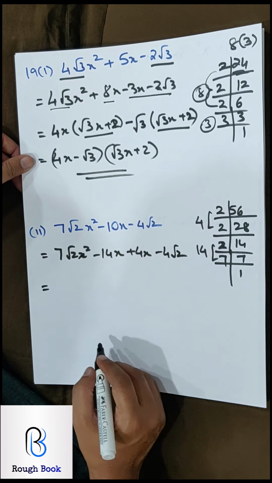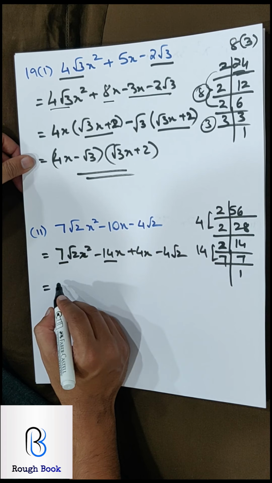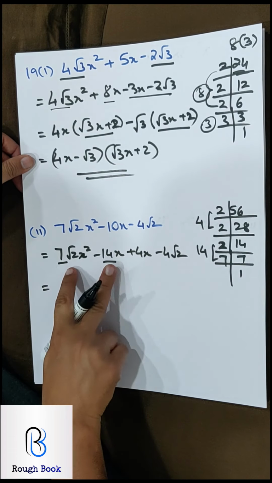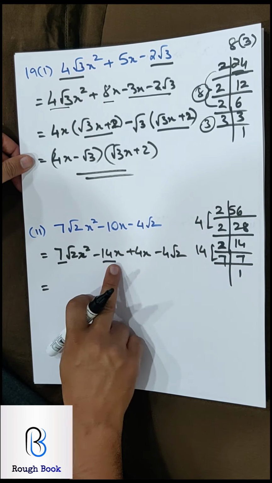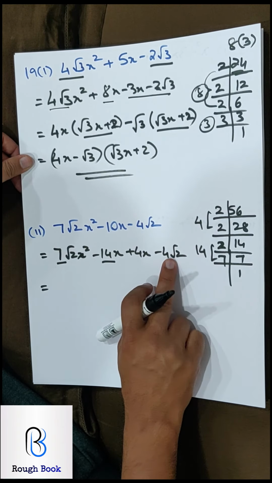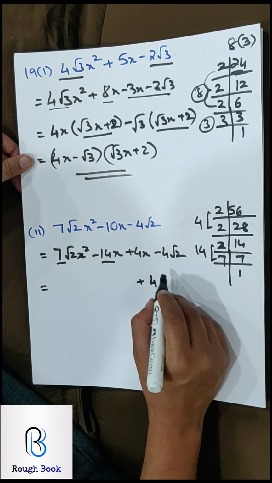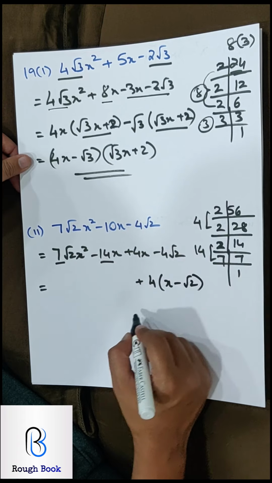4 root 2. Now how to cheat? What is common here? So 7. Is it? Now if I take 7 here, this root 2 will become a problem. So let's start with this term first, because here I can pull out 4 straight away. So we'll have to be a little smart here. So I pull out 4. What is left is x minus root 2.